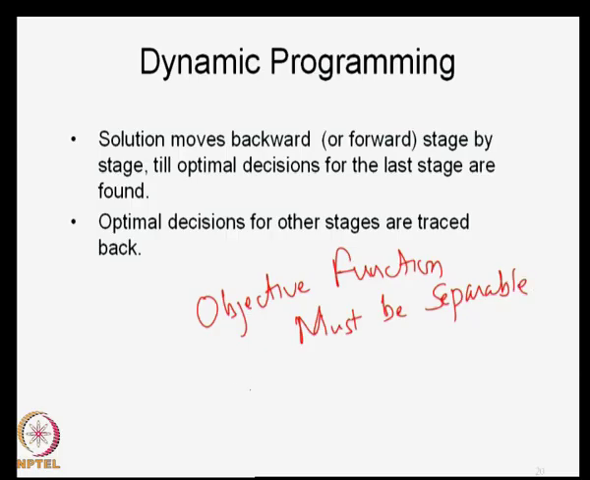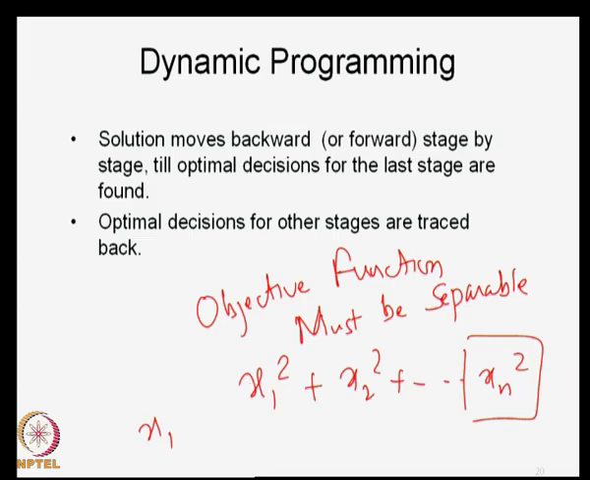For example, look at this kind of function. I will say x1 square plus x2 square plus etcetera xn square. This I can break into different stages. At each stage I may consider only one of the variables. So, I will solve for xn, then I will solve for xn minus 1, etcetera. So, this is a separable objective function.